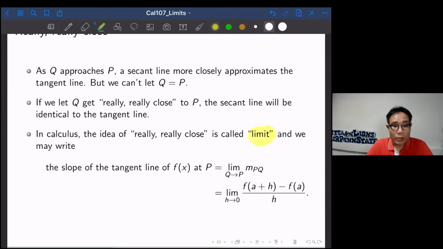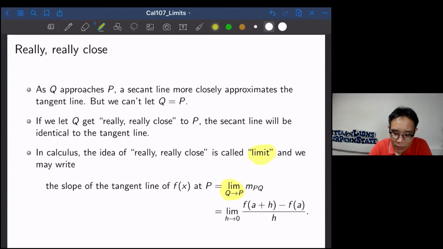Okay, and we may write the slope of the tangent line of f(x) at P as the limit as Q goes to P. So the notation looks like this: limit Q goes to P. It means we are letting Q get really close to P. So it's going to be the limit of our slope.